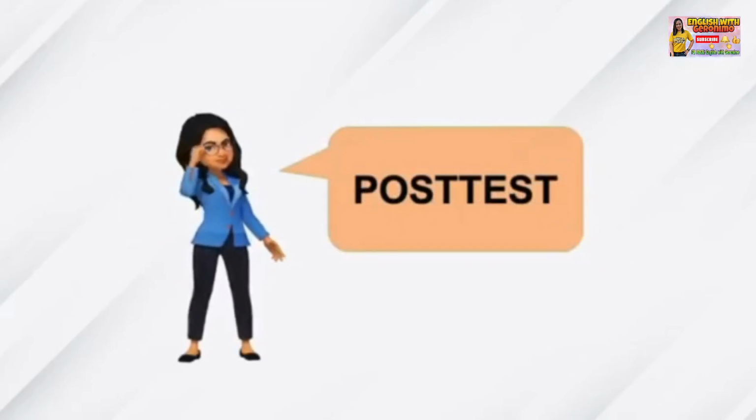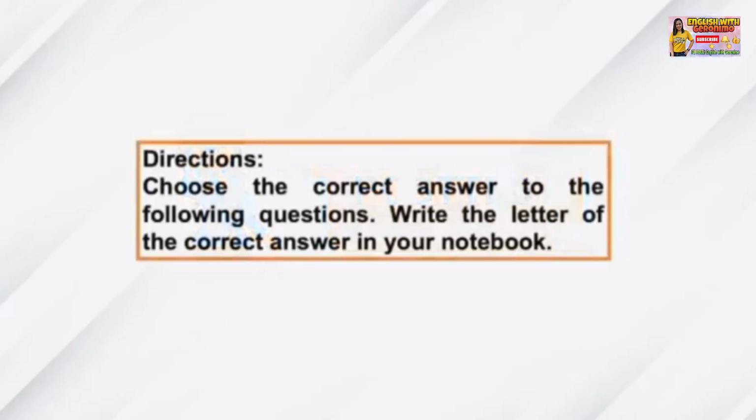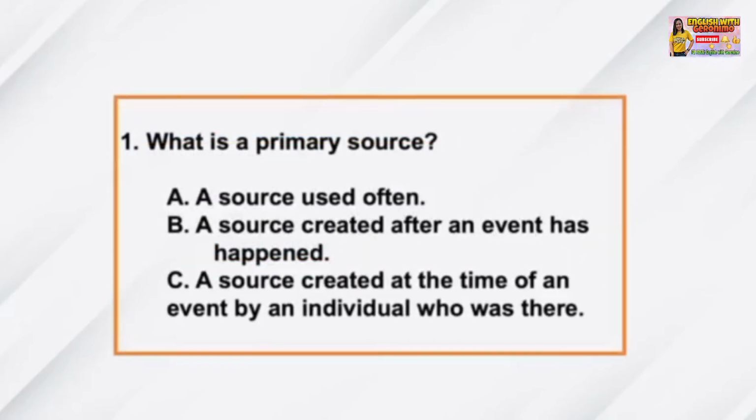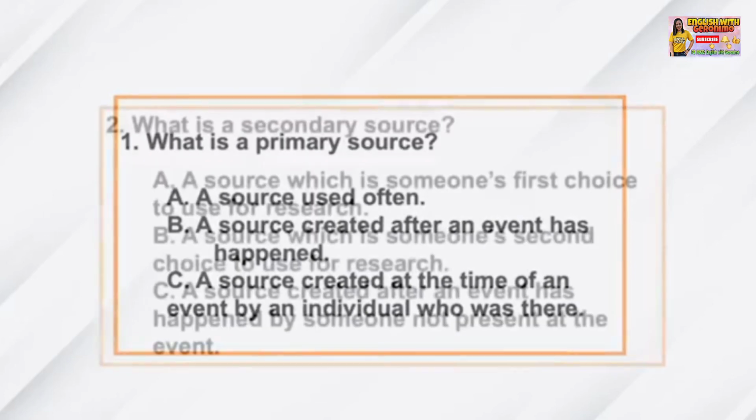Answer now your post-test. Choose the correct answer to the following questions. Write the letter of the correct answer in your notebook. Number 1. What is a primary source? Letter A, a source used often. Letter B, a source created after an event has happened. Letter C, a source created at the time of an event by an individual who was there.